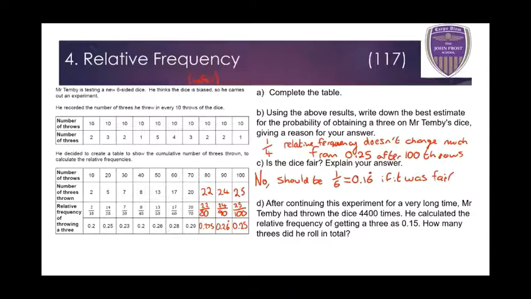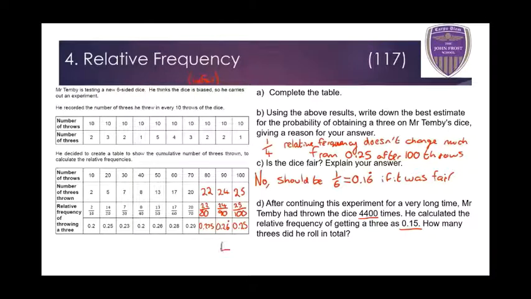Okay, next question. After continuing this experiment for a very long time, Mr. Tenby had thrown the dice 4,400 times. Crikey. He calculated the relative frequency of getting a 3 as 0.15. How many 3s did he roll in total? Well, if he rolled a dice 4,400 times and worked out the relative frequency to be 0.15, all we need to do is multiply the number of times he rolled the dice by his relative frequency, and that will tell you how many times he got that number, and we can reverse engineer that in a bit.